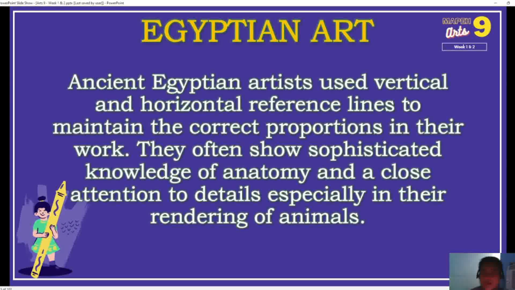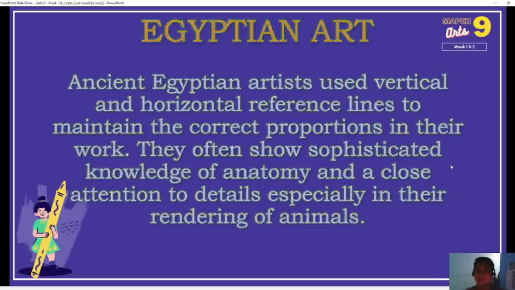On the other hand, when we say Egyptian art, ancient Egyptian artists used vertical and horizontal reference lines to maintain the correct proportions in their work. They often show sophisticated knowledge of anatomy and a close attention to details, especially in their rendering of animals.